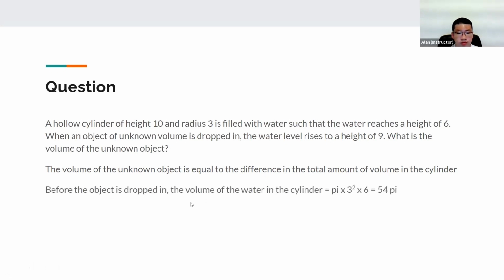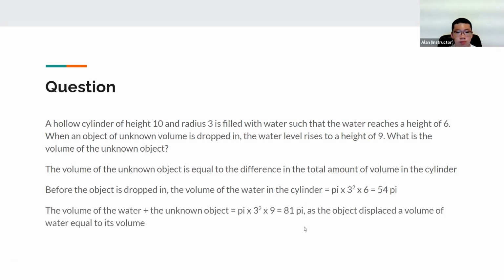So before it was dropped in, the volume of the water, you calculate it. First, you calculate the area of the base, which is r squared times pi. So it's going to be 3 squared times pi, and the height is 6. So before it's dropped in, the volume of things that are in the cylinder is 54 pi.